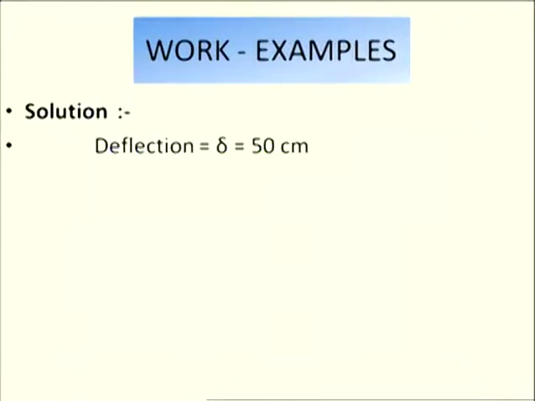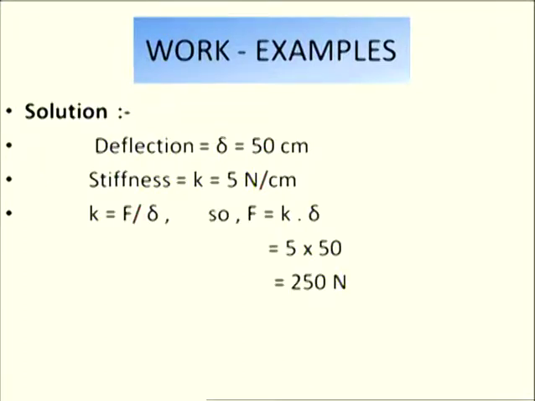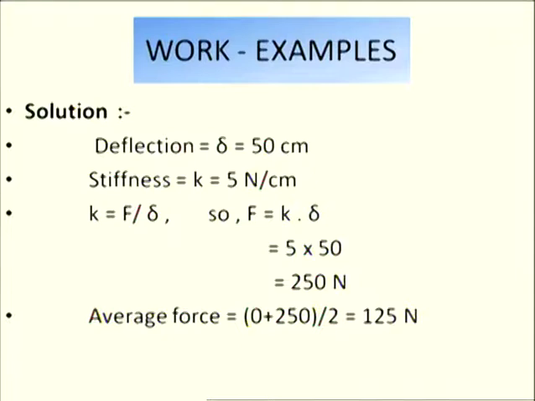Here deflection is 50 centimeter. Stiffness of the spring is 5 Newton per centimeter. That means for stretching the spring 1 centimeter we require 5 Newton force. So K is equal to F upon delta. So F is equal to nothing but K into delta. So total force we are applying is 5 into 50, that is 250 Newton.